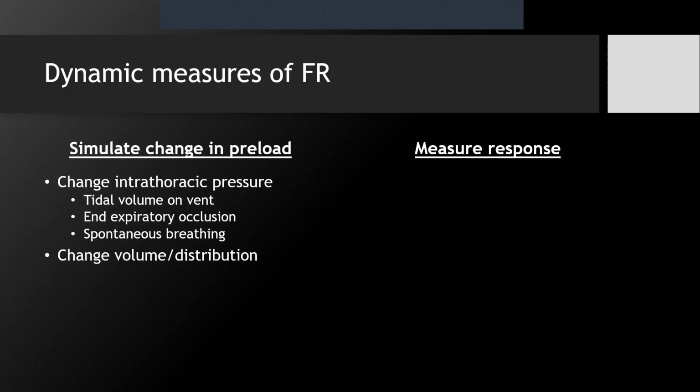The other thing you could do is change the volume of distribution. The best known way of doing that is a passive leg raise. So you have some fluid that's in the higher capacitance vessels of the lower extremities. You do a passive leg raise. We'll go into this in a little bit more detail also, but you're able to push some of that peripheral fluid centrally and therefore increase your preload for a specific beat or two. That's the main way, because the other ways are really cheating.